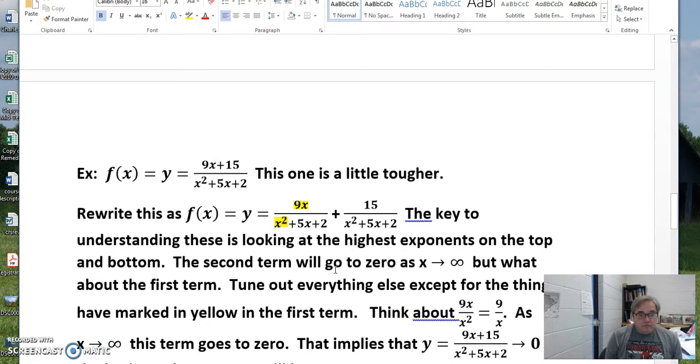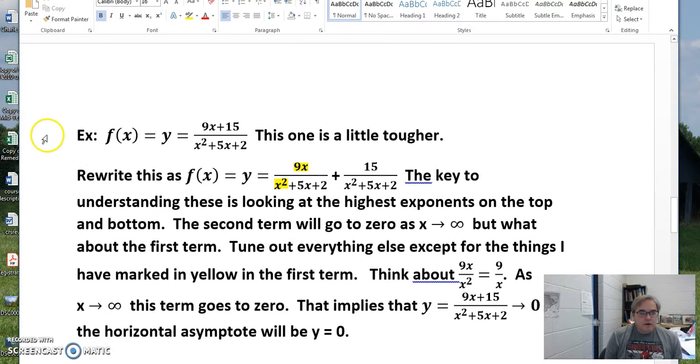Okay, so more complicated. F of x equals 9x plus 15 over x squared plus 5x plus 2. I'm going to take that and rewrite it, breaking it into 2 different fractions. So take a second, look at those, pause this. Notice I put 2 things in yellow. When I look at this term, as x gets large without bound, another way of saying that, this is going to go to 0. So this term is going to get negligible quickly as x gets large.